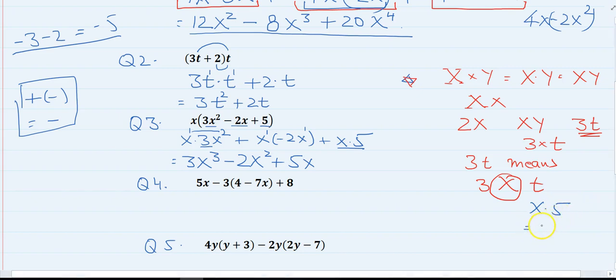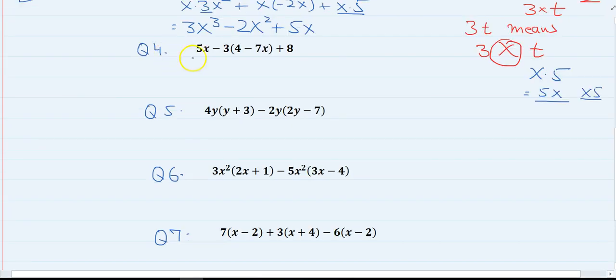Generally we write it as 5x. We don't write it as x5. So you always write the numerals first and the variable after it. Now let's move to the next example, that is 5x minus 3 in the bracket 4 minus 7x plus 8. In this expression you can see the bracket is in between the expression. So we are going to solve this one and these two will remain as it is in the beginning.